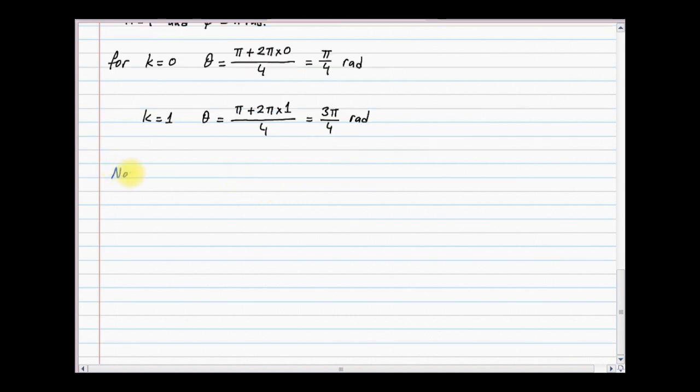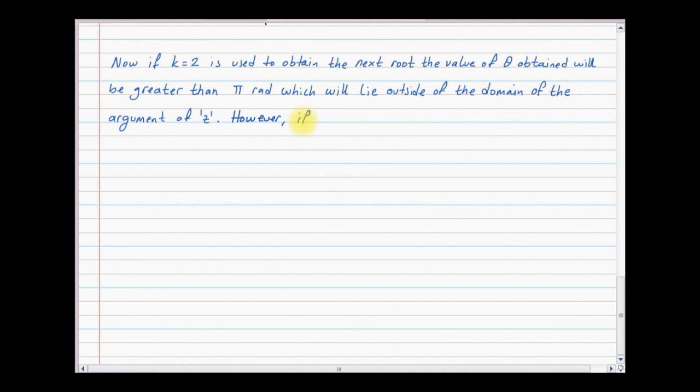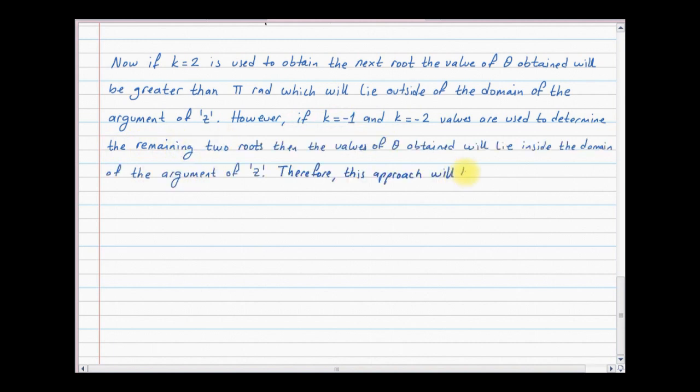Now, if k equals 2 is used to obtain the next root, the value of theta obtained will be greater than pi radians, which will lie outside of the domain of the argument of z. However, if k equals -1 and k equals -2 are used to determine the remaining two roots, then the values of theta obtained will lie inside the domain of the argument of z. Therefore, this approach will be taken here.